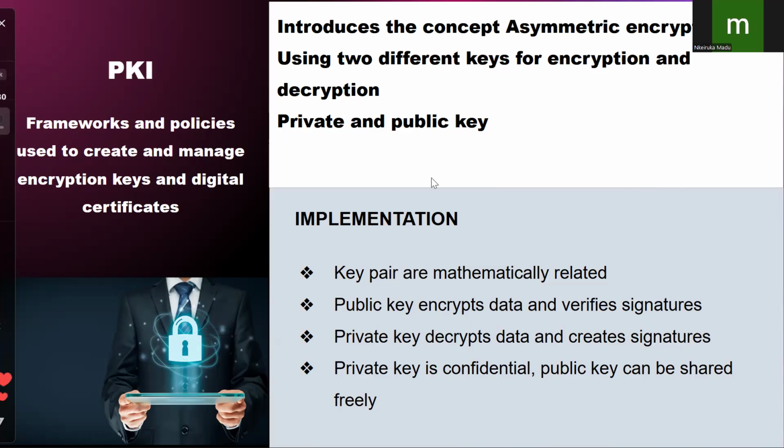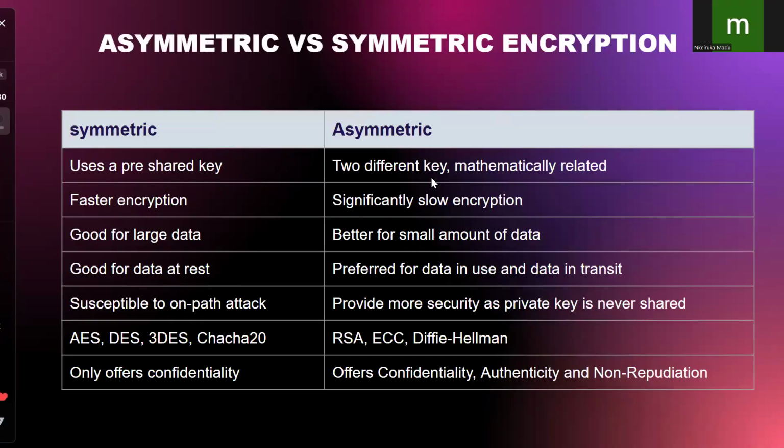All right, now let's look at the difference between symmetric encryption and asymmetric encryption. Remember, symmetric encryption uses a pre-shared key, one key for both encryption and decryption. But in asymmetric encryption, we have two different keys that are mathematically related. Then symmetric encryption is faster because we are using the same key to do everything. Once you generate the key, that's it.